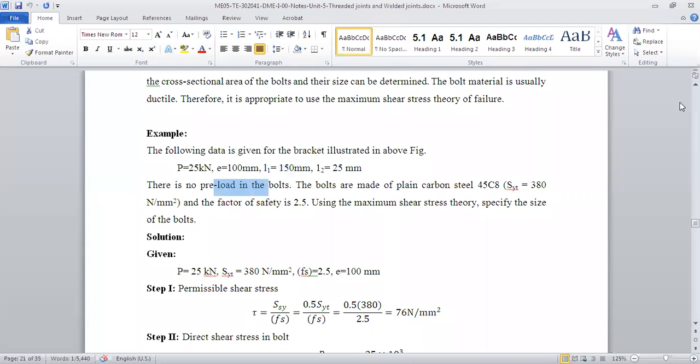There are no preloads. Okay, somebody said something. Yes sir, please proceed. Thank you Kunal. I am proceeding with my numerical.